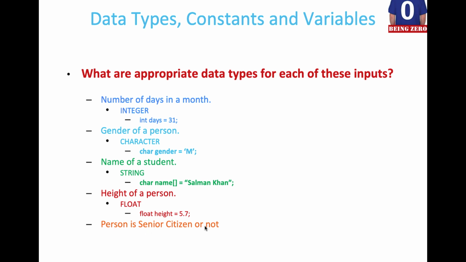Sometimes we also need to represent Boolean answer. The person is senior citizen or not. So we say it's a Boolean. The data type for that is bool. Is senior citizen is a variable and false is a constant.